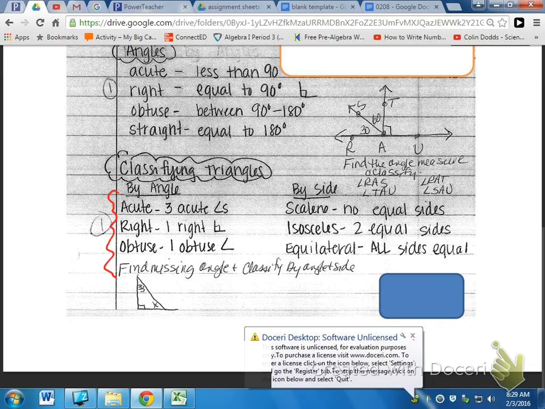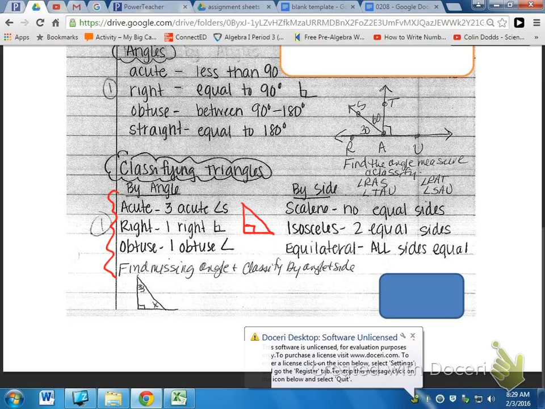It is right if it has one right angle. Could it have two right angles? No, because that'd be 90 plus 90. That's 180. There'd be no degrees left for the third angle, so not possible. And then obtuse, one obtuse angle. The same thing applies. That's at least 91. There's no way you could have two of them in one triangle. Okay, so that's looking at the angles. You have to decide what the angles look like.